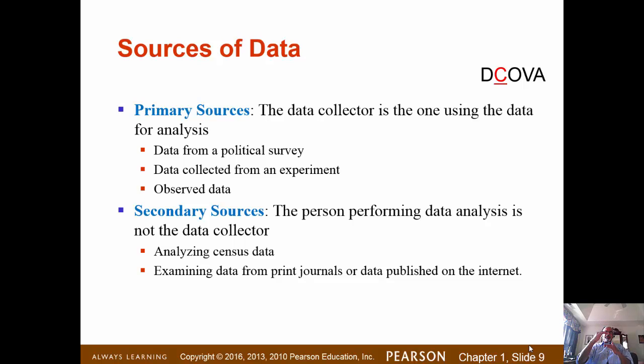So you can define data sources broadly into two categories: primary sources and secondary sources. Primary sources is where the data collector, the person who collects the data and the person who analyzes the data, are one and the same person. I collect the data, I analyze, then that is a primary source, and I have direct control over what gets collected and how it gets collected.